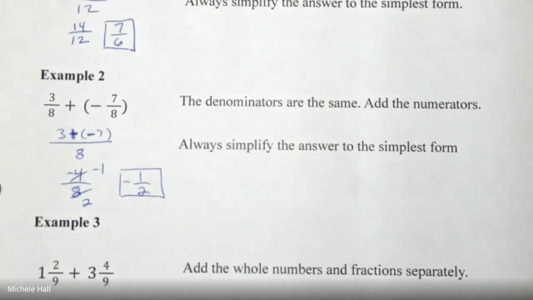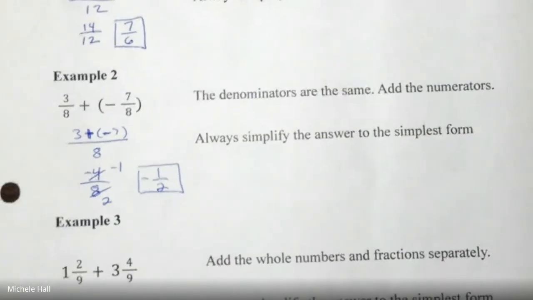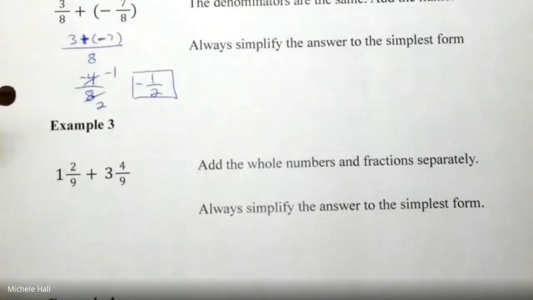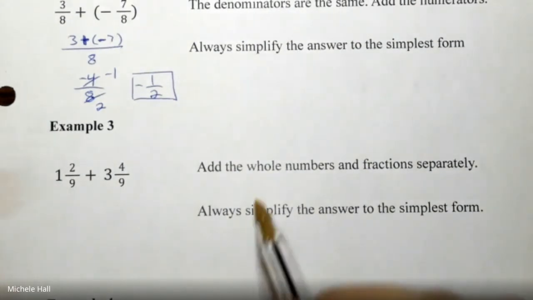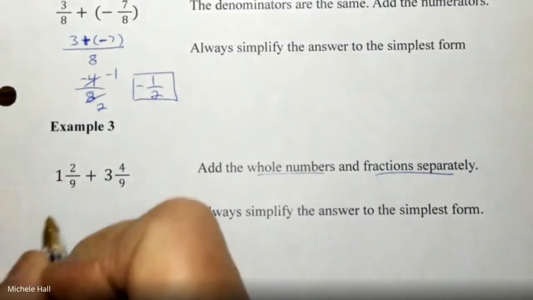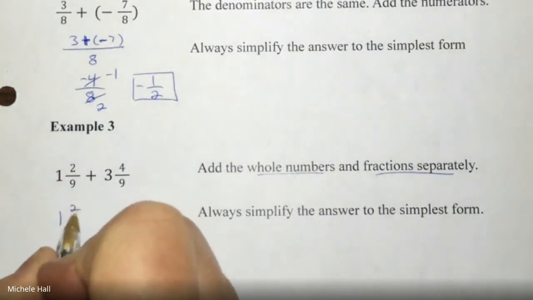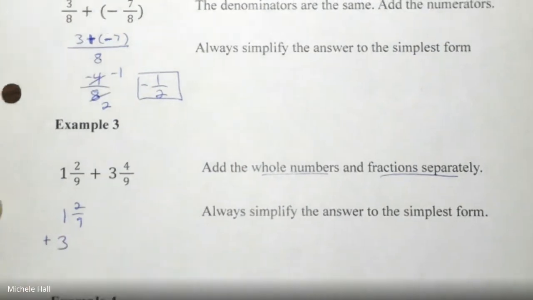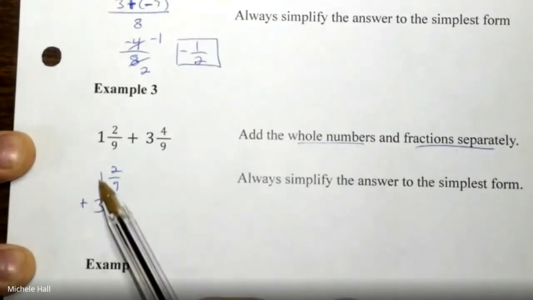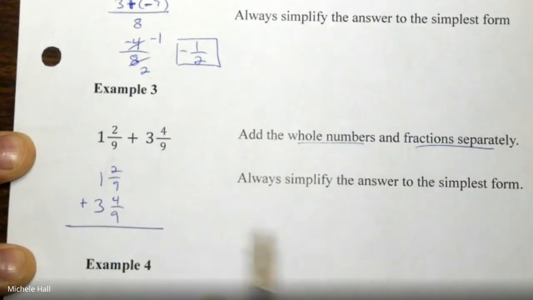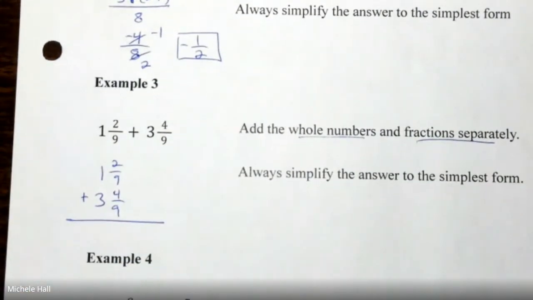What's going to happen when we have mixed numbers? On example 3, it says 1 2/9 plus 3 4/9. Well, you're going to add the whole numbers and the fractions separately. So I like to set mine up like this. 1 2/9 plus 3, notice how I'm putting the 3 underneath the whole number, 3 4/9. I like to add vertically once I get into mixed numbers.